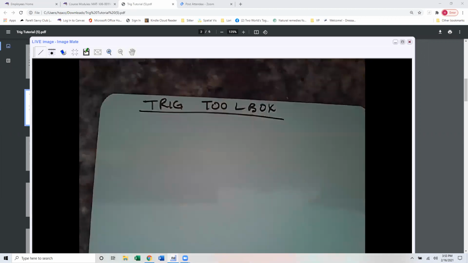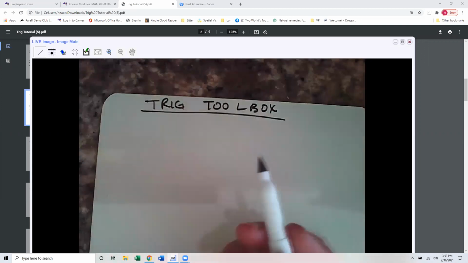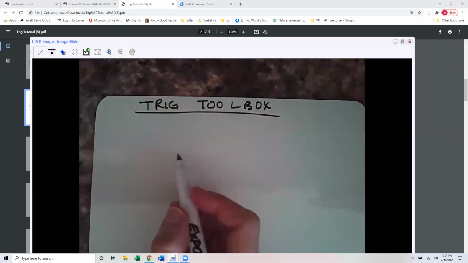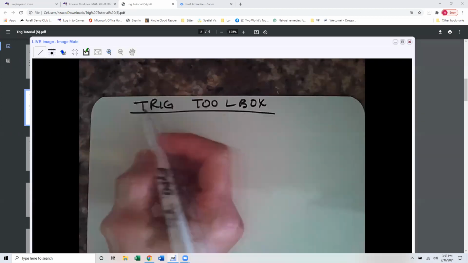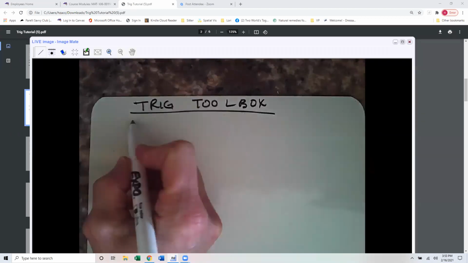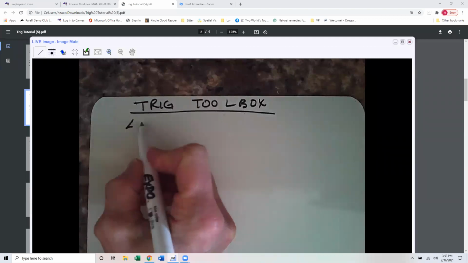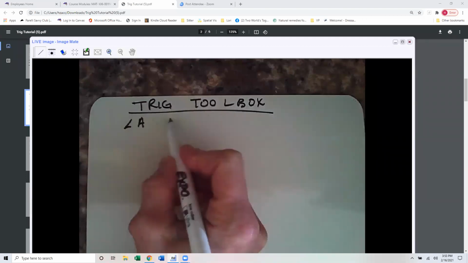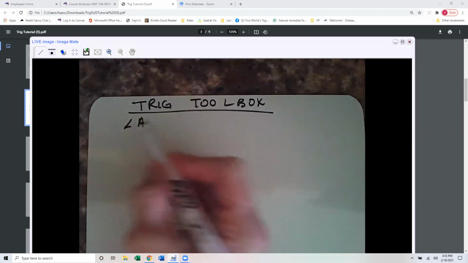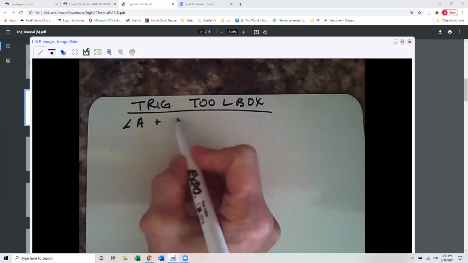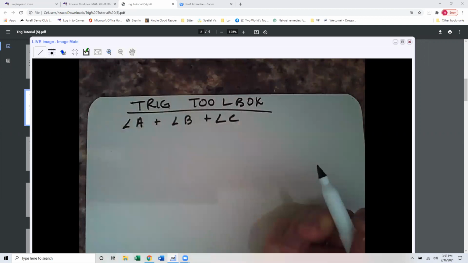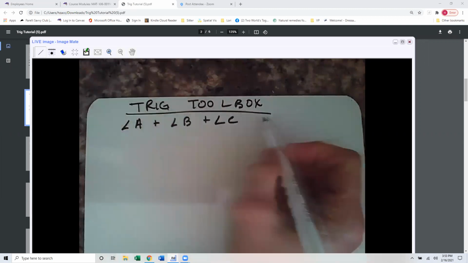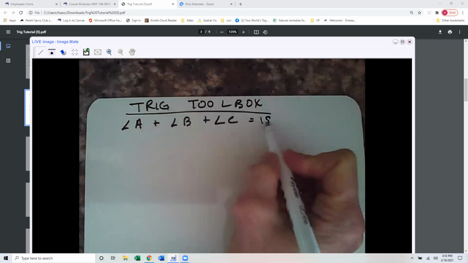So the first thing is something that applies to all triangles. All triangles, no matter what they are, whether they're a right triangle or any other kind of triangle, is that all the angles, there's 3 angles in a triangle, right? We're going to call one angle A, that's the little symbol for angle. Angle A plus angle B plus angle C, those would represent the 3 angles, all equal 180 degrees. And this is for all triangles.